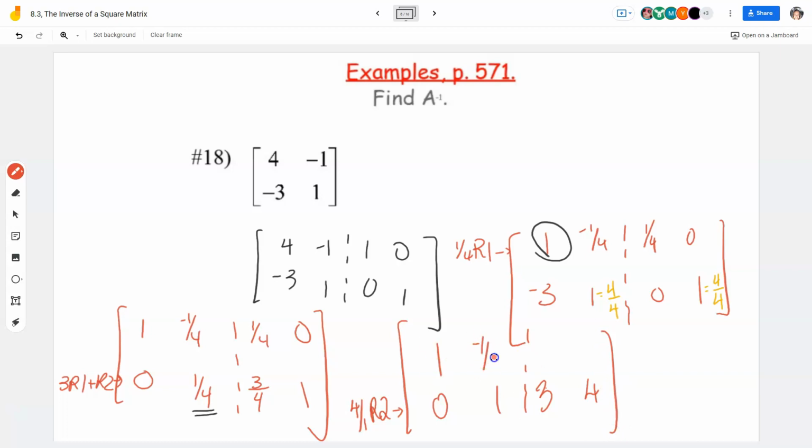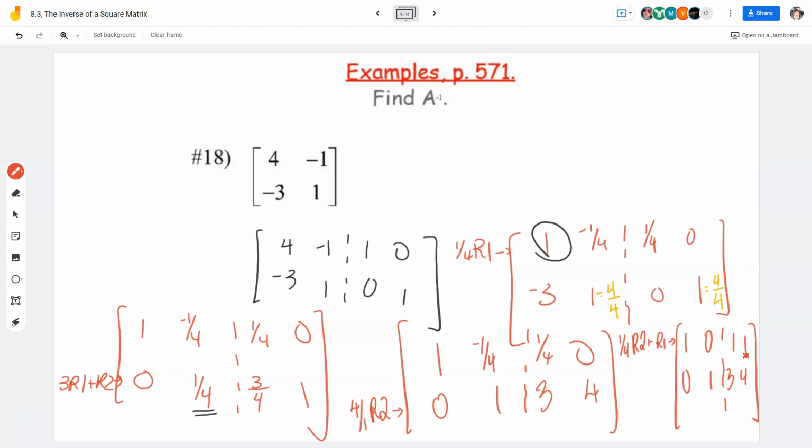And all I need to do is get rid of that -1/4, and I can do that by multiplying by the opposite and adding. So multiplying by the opposite, not 4, 1/4, I need the opposite, and then adding, right? One-fourth times 0 plus 1, 1/4 times 1 minus 1/4, 1/4 times 3 is 3/4 plus 1/4 is 4/4, which is 1. And 1/4 times 4 is 1.